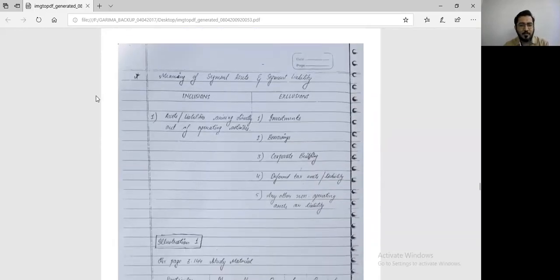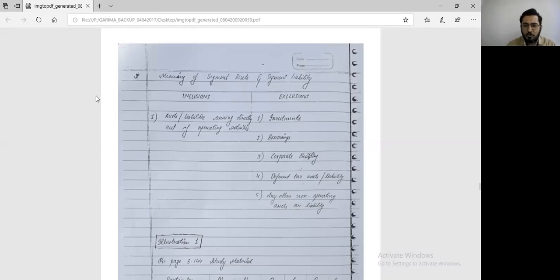After segment income and expense, let's understand what is included in segment assets and segment liabilities. Inclusions. What will you include in segment assets? All assets and liabilities arising directly out of operating activities will be included in segment assets. So all your items which are directly attributable to operating activities will be included. What will be excluded? Your investments will be excluded. Your borrowings will be excluded. They will not be a part of your segment liability. Corporate building will not be a part of your segment asset.